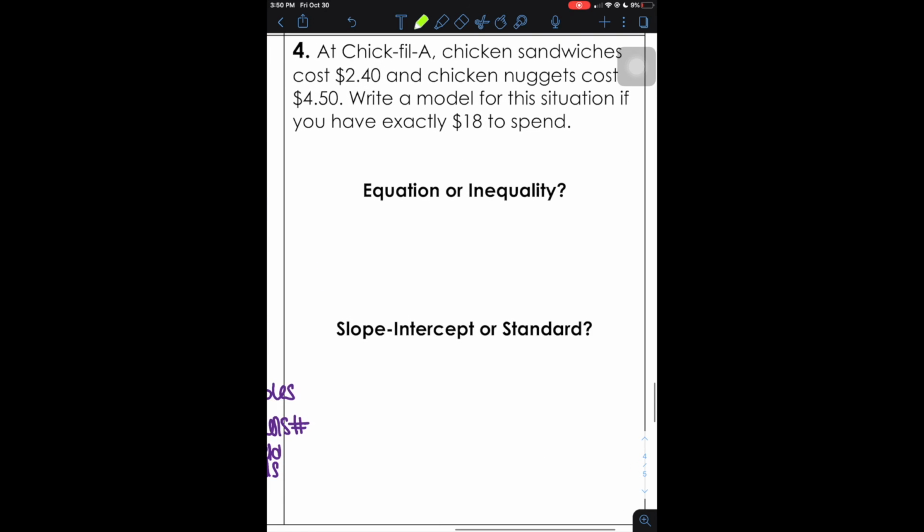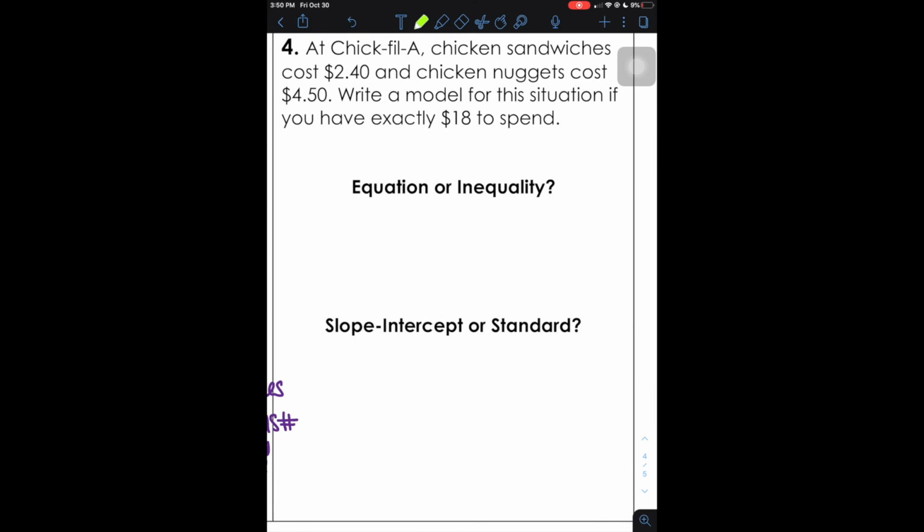There's one more left. So at Chick-fil-A, chicken sandwiches cost $2.40 and chicken nuggets cost $4.50. Write a model for this situation if you have exactly $18 to spend. So I'm going to go ahead and highlight what's important. Chicken sandwiches are $2.40. Chicken nuggets are $4.50. And we have exactly 18.